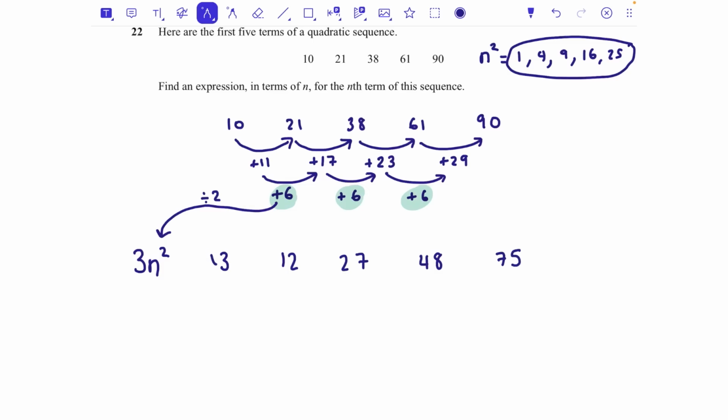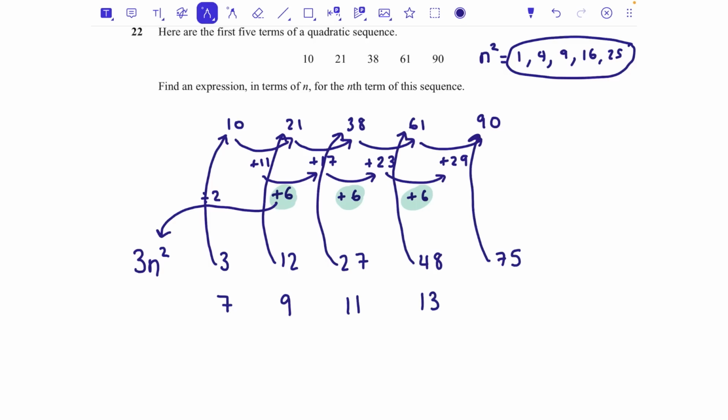How much more do we need to get to our sequence? Well, I'm on 3 and I want 10, so that's 7 more. I'm on 12 and I want 21, so that's 9 more. I'm on 27 and I want 38, that's 11 more. I'm on 48 and I want 61, that's 13 more. And 75 to 90 is 15 more. What is the nth term of this sequence?